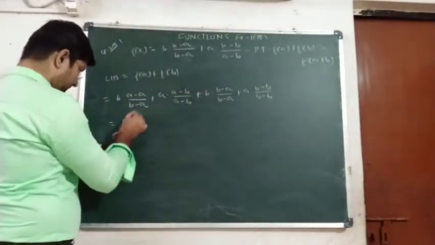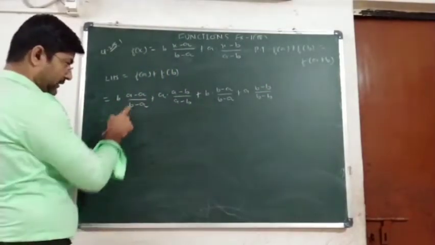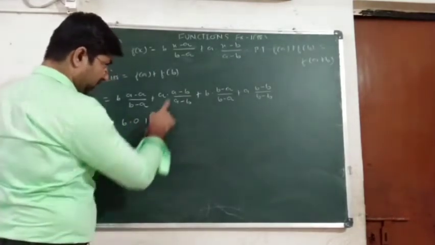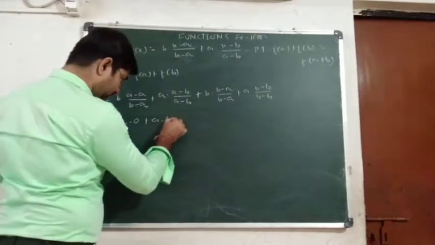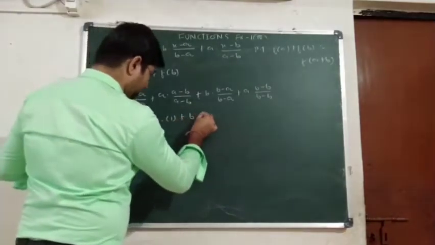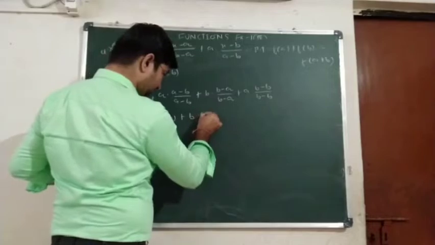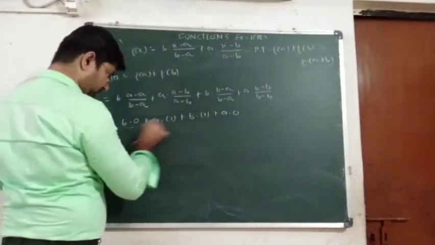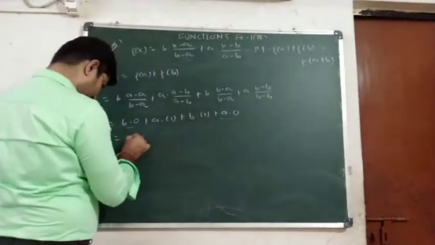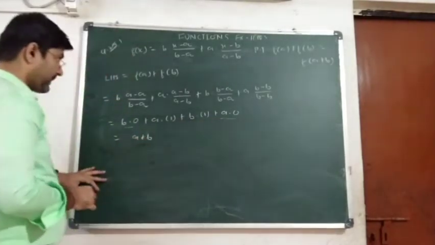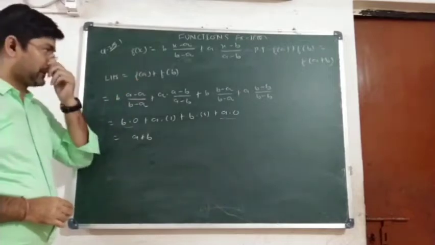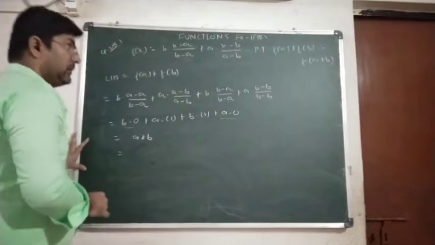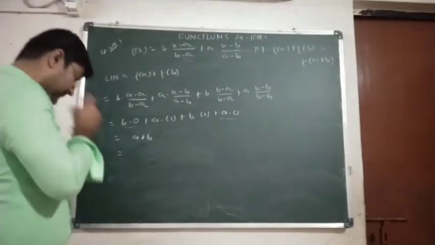Now b into a minus a is 0 and 0 upon b minus a will be 0 plus a into a minus b upon a minus b will be equal to 1 plus b into b minus a upon b minus a is 1 plus a into 0. So these two terms will be 0 and we are left with a plus b. This is the value of f of a plus f of b, which is equal to f of a plus b.